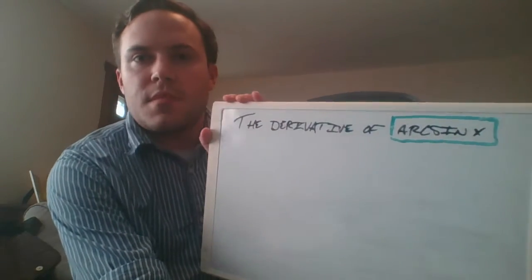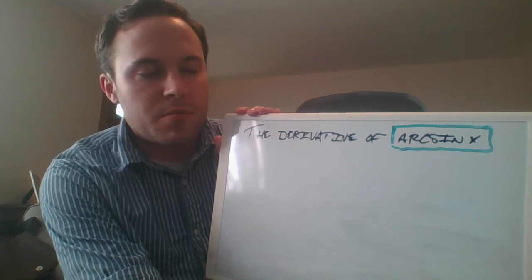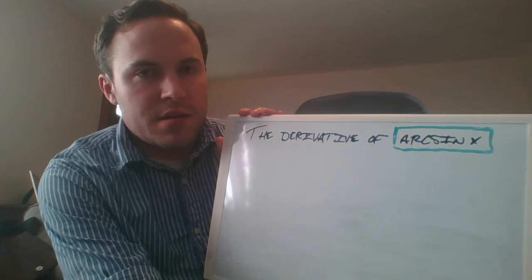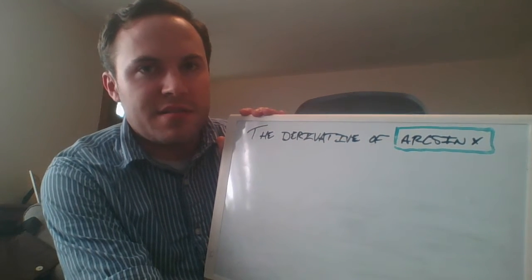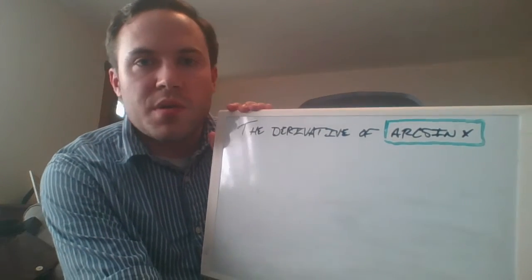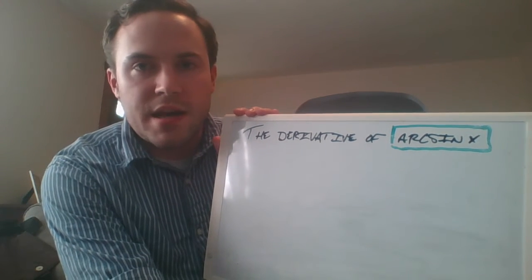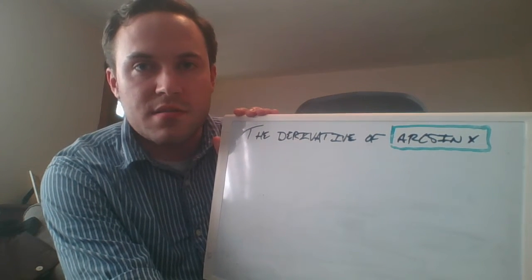So I want to do another example of an implicit differentiation type problem. And this one is implicit differentiation in disguise, sort of. So what we're going to do is find the derivative of arcsine of x. And remember, arcsine is the inverse function to sine.